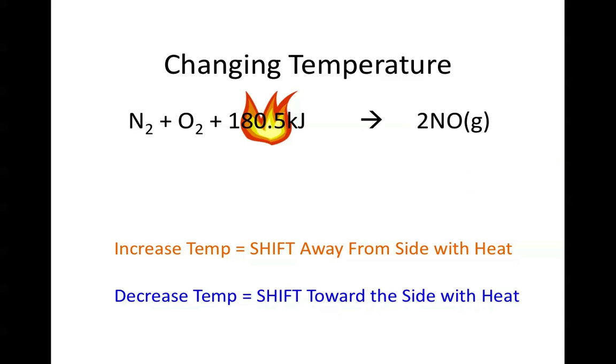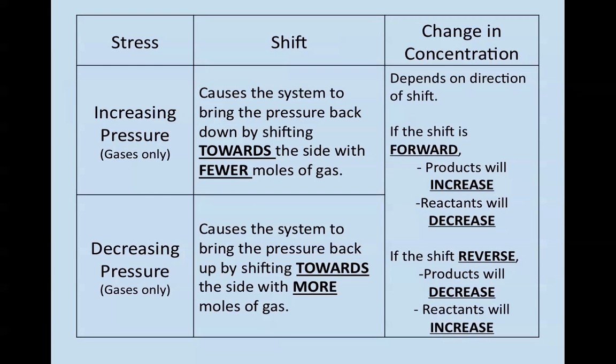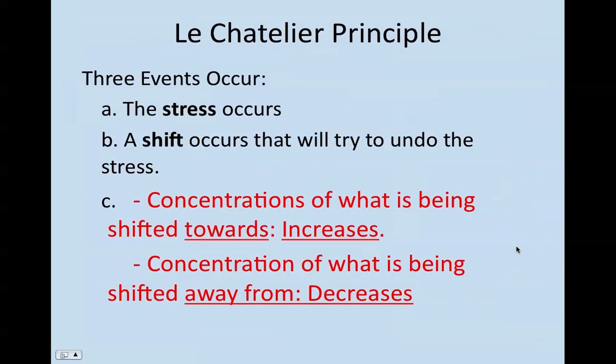If I decrease temperature, I want to shift towards the side with heat. So in my example, I want to shift towards the left in order to give off that heat and regain equilibrium. Another stress is pressure when we deal with gases. When we increase pressure, we're going to shift towards the side with fewer moles to relieve some of the pressure that is occurring. If we decrease pressure, we're going to shift towards the side with more moles of gas. The change in concentrations is going to depend on whether it was a forward or reverse shift, just like temperature.